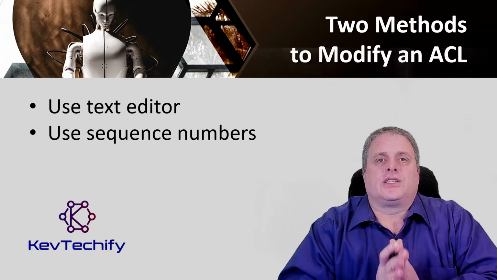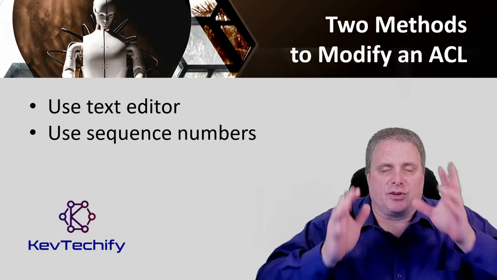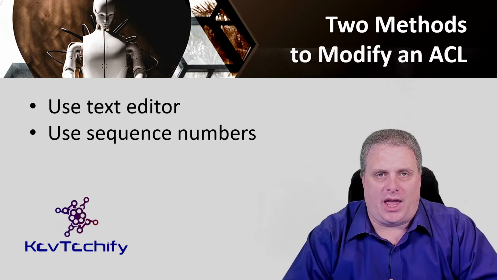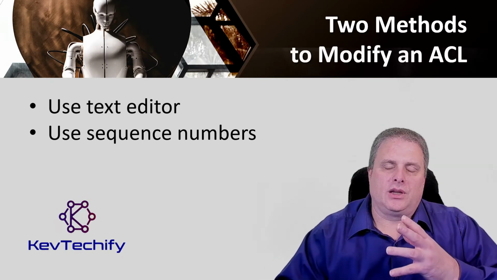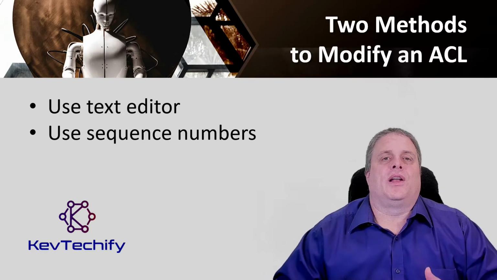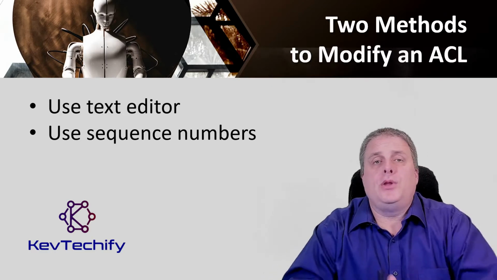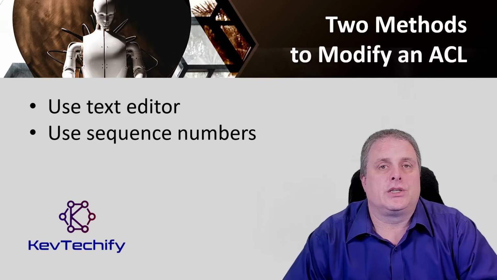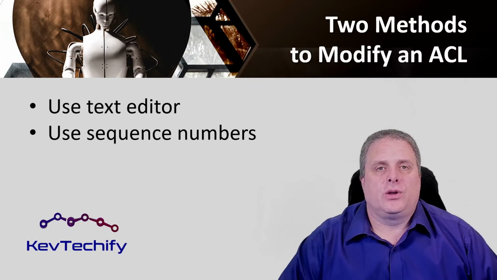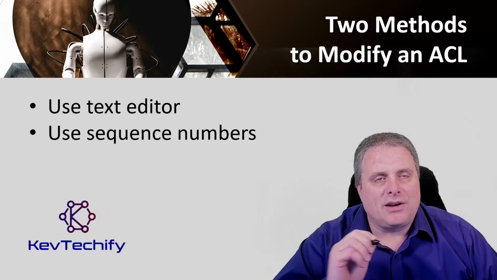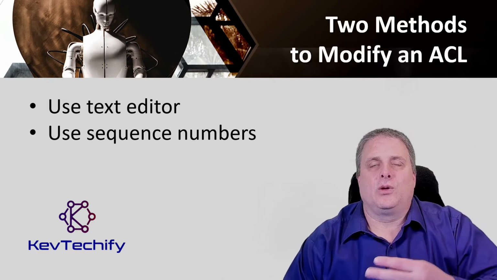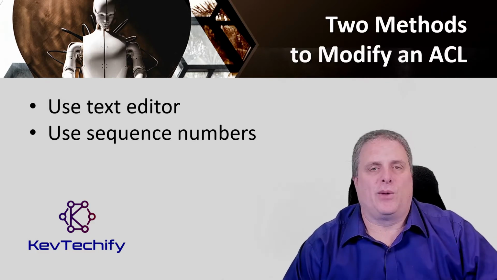You've created your access control list, and for some reason you decided you need to make a change to that. You need to add in a new access control entry. You need to take one out. Maybe you typed one in. Maybe you made a network change and you have to go in and change some IP addresses or network addresses. There's two methods that you can use to change or modify that access control list. First one is use a text editor. Second one is use the sequence numbers.